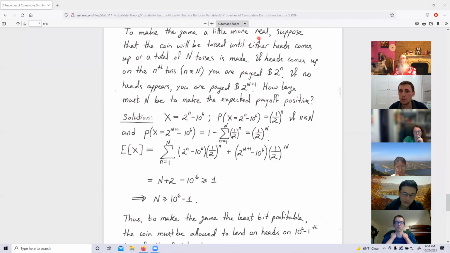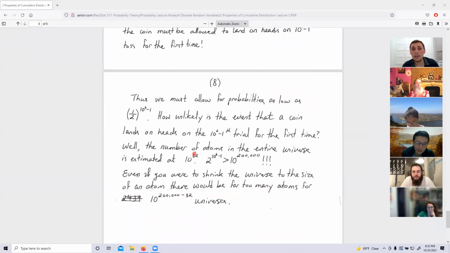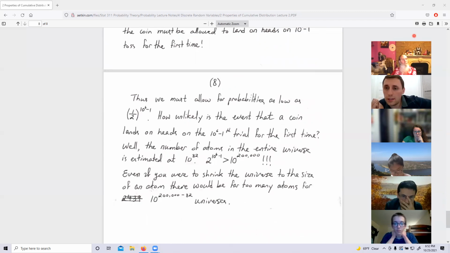Which means the game is not profitable unless you allow a fair coin to produce about 1 million tails before producing the first head. A fair coin will have to produce 1 million tails before producing the first head. What's the likelihood of that? Well, compare it, guys. The entire universe supposedly has 10 to the power of 82 atoms. Forget about planets, galaxies, or anything else: 10 to the power of 82 atoms.